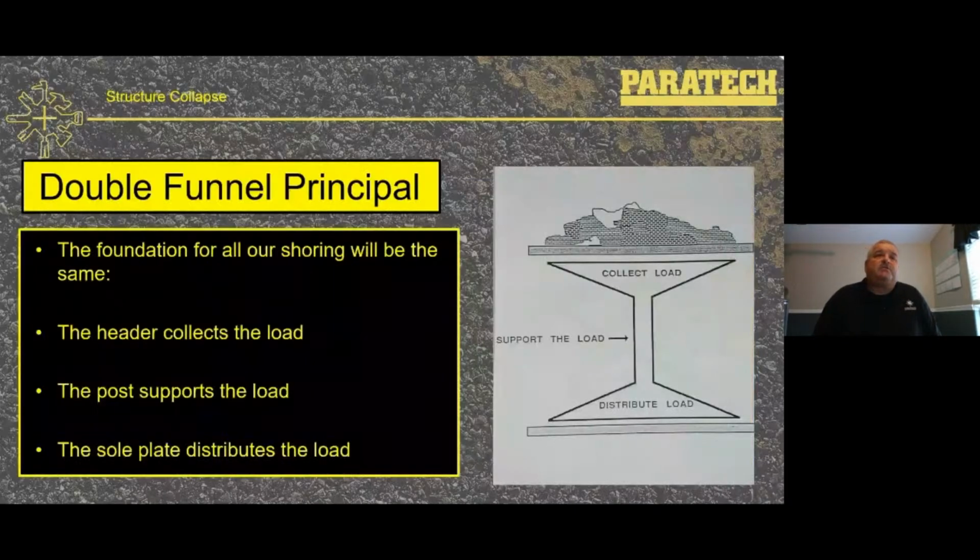The double funnel principle is the foundation for all our shoring, and it will be the same in all shoring applications. It's just the triangles will move around to the different loads and the different angles of the wall, the floor, or the ceiling. The header collects the load, the post supports the load, which is the Paratech, or the 4x4 posts, and the sole distributes the load.